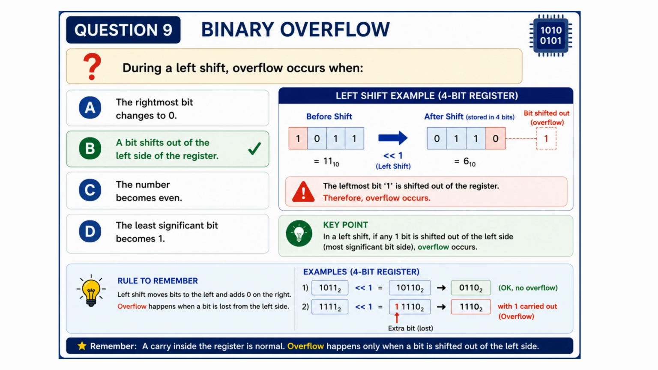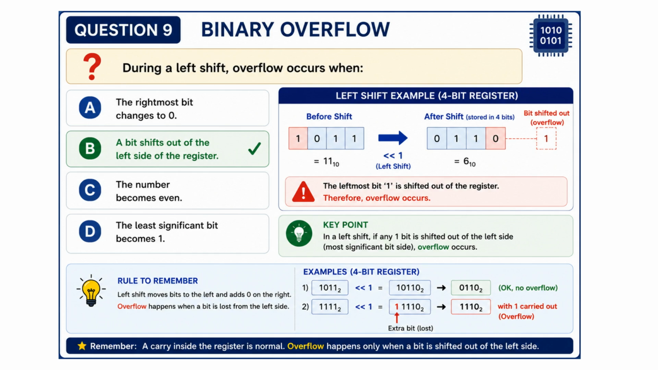Before the shift, the binary number is 1011. This equals 11 in decimal. Now, shift every bit one position to the left. Without a size limit, the result would be 10110. But our register can store only 4 bits, so only the last 4 bits, 0110, are kept. The leftmost 1 is shifted out and lost. Because a bit has been lost from the left side, overflow occurs.